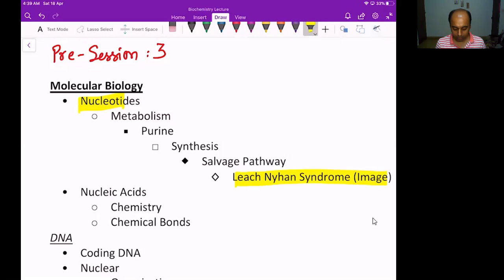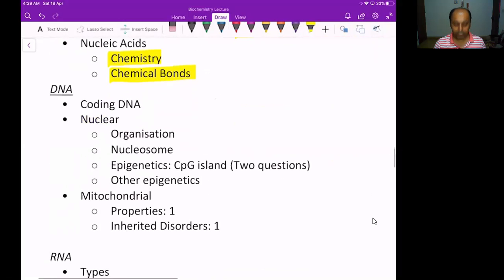Talking about the nucleic acids, questions have been asked about the chemistry, that is the composition, and about the chemical bonds. Image-based questions have also been asked on the chemical bonds, as well as direct one-liner questions. Talking about DNA, you can see a large number of questions have been asked, some of them directly, some of them indirectly. Question has been asked about the coding DNA.